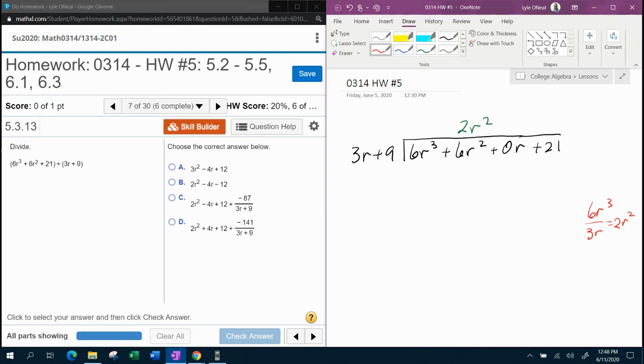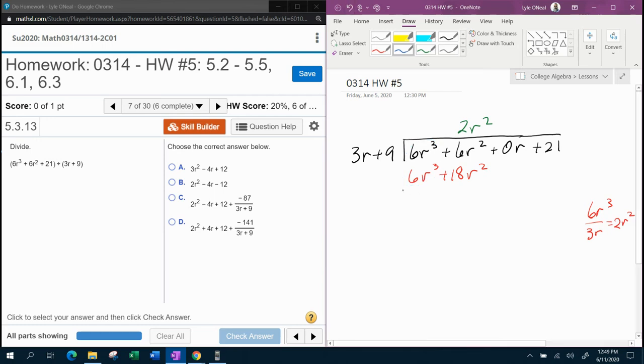Next step, we're now going to take the 2r squared and we're going to distribute to the dividend. And that's going to give me 2 times 3, that is 6r to the 3rd. And then 2 times 9, that is 18r squared. So far, so good. Got to do the distributive property. And one thing I might mention, these two terms here, if these don't match, you screwed something up. These always have to match, okay?